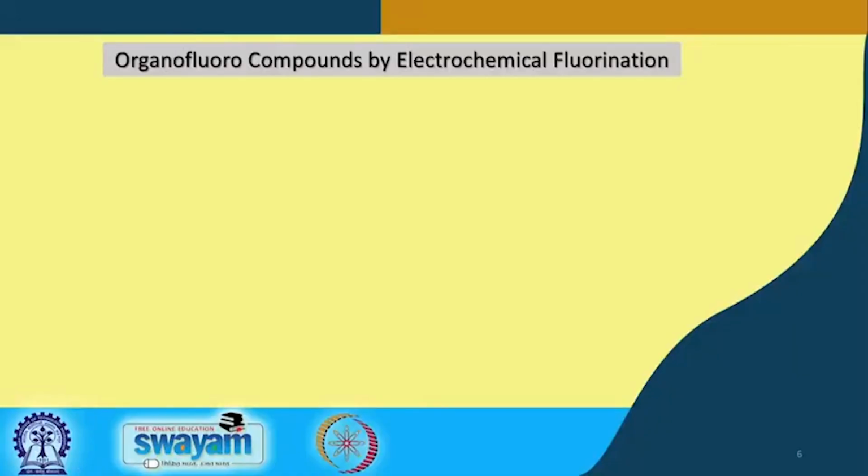Welcome back to this class where we are talking about the important fluorine based compounds. So now we can move to another area where we can use the organic compounds. So organofluoro compounds, how can we get them? As we have seen, you can substitute the hydrogen atoms on the organic backbone.